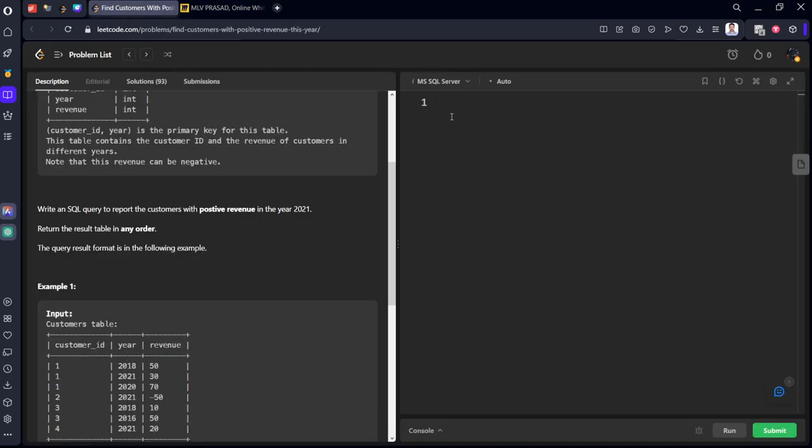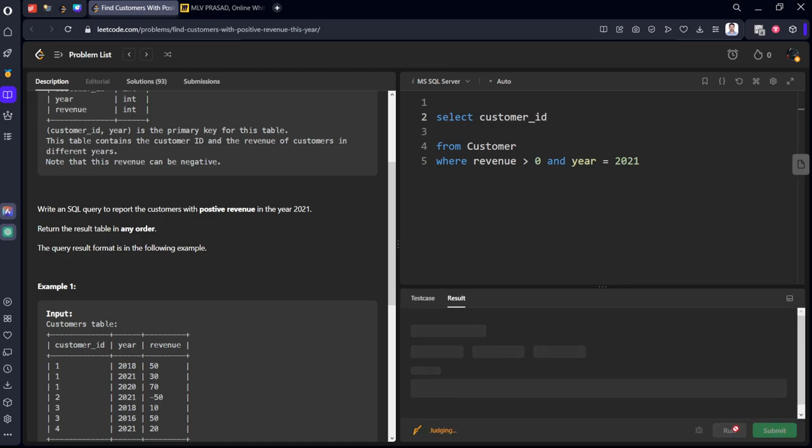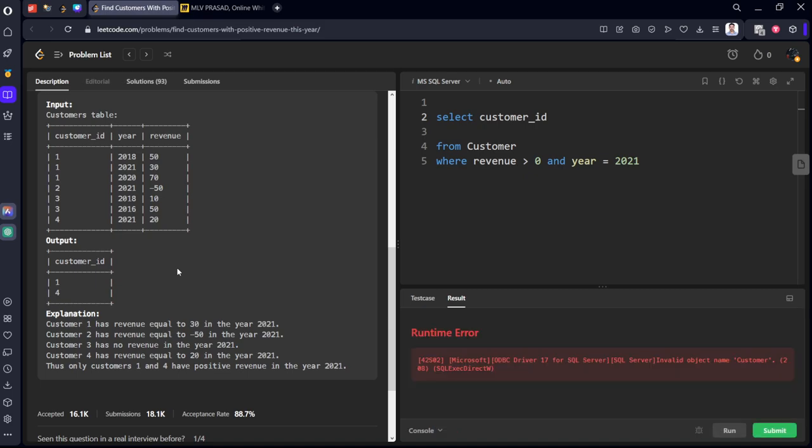Okay, let's write the code for this one. From customers, where revenue is greater than 0 and year equal to 2021. When this criteria is satisfied, what we need to return? Select customer ID. Okay, it should be customers.